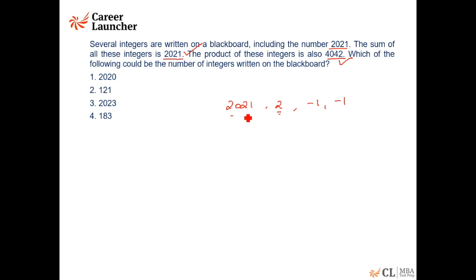Now what does this mean? I should have an even number of integers on the board. Which of the following could be the number of integers? It cannot be an odd number of integers. It has to be even. The way to look at it, for every 2 you need a 2 minus 1s. So there could be two 2s and four minus 1s. It could be three 2s and six minus 1s. So every 2 has to have a corresponding equivalence in terms of minus 1s. So my answer can only be an even number. Among the choices, the only even number available is 2020.